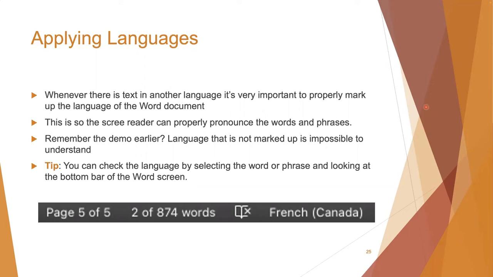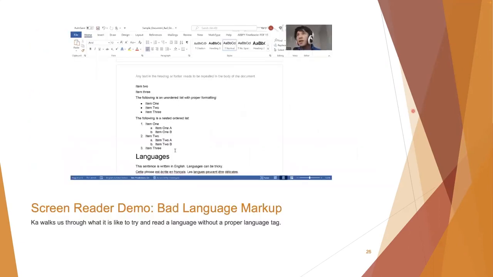Let's just go back to Kai quickly, and he's going to show us what it's like to read a language that isn't marked up properly. Next, let's talk about language tagging. It's really important to tag phrases and text in a document with the correct language when you're dealing with multiple languages. Not only is this semantically more correct, but this allows the screen reader to understand what the language is and apply the correct accent.